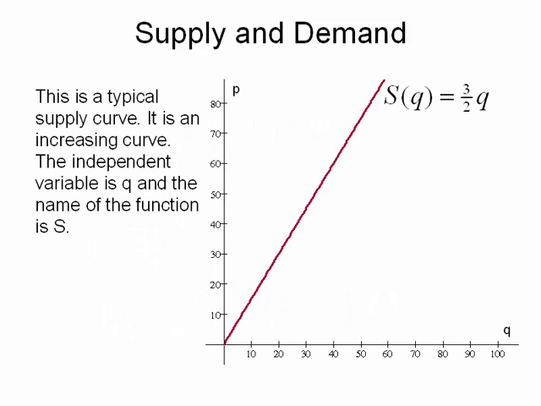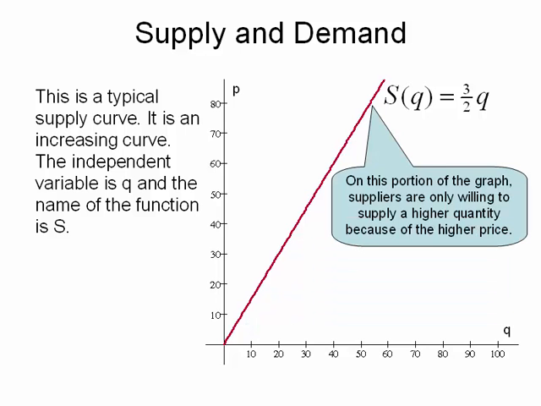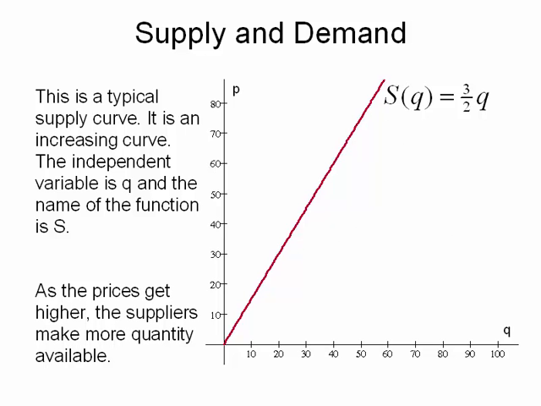So this is a typical supply curve. It is an increasing curve. The independent variable is Q, meaning the input is the quantity of the object, and the name of this function is S to stand for supply. On this portion of the graph, suppliers are only willing to supply a small quantity because the price is so low. On this portion of the graph, suppliers are willing to supply a higher quantity because of the higher price. As the price gets higher, the suppliers make more quantity available.